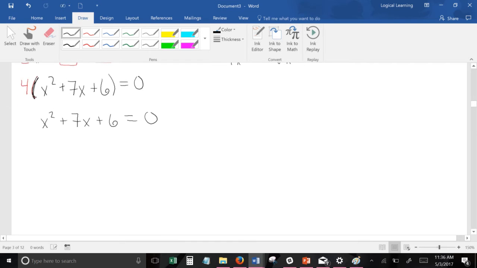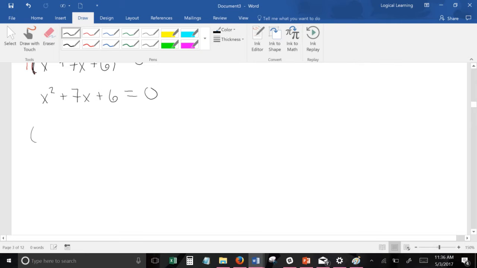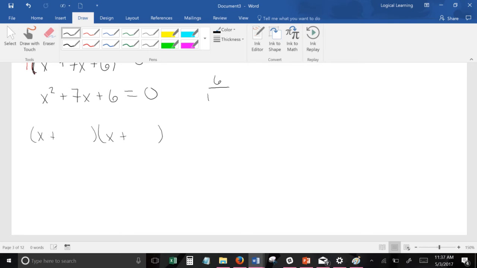Now, this looks like something that might be able to be factored, and our factors of 6 are 1 and 6, and 2 and 3. Well, 2 plus 3 is going to give us 5. 1 plus 6 is going to be 7, so we know we want a 1 and a 6. x times x is x squared. 6x plus 1x is 7x, plus 6 equals 0. So we see that this is correct, and this gives us x plus 1 equals 0 by that zero product property, and x plus 6 equals 0. Solving for x, we have x is negative 1 and x is negative 6.